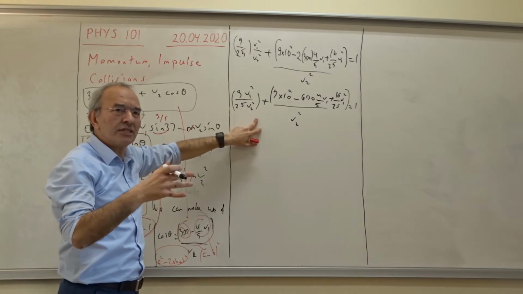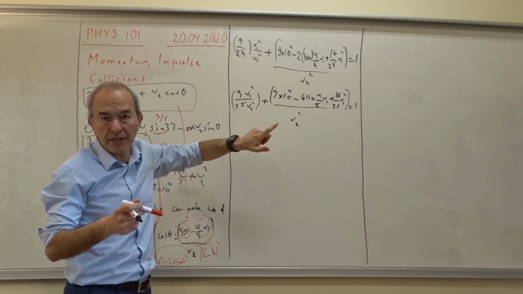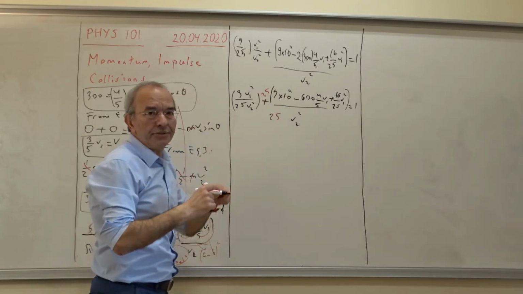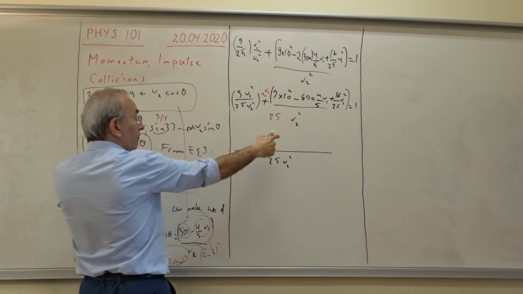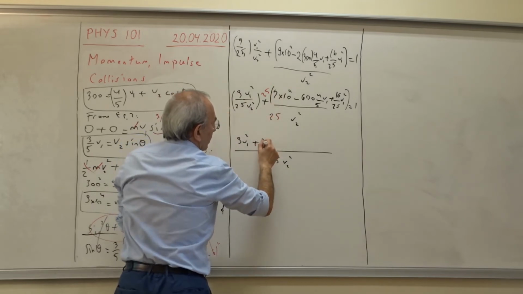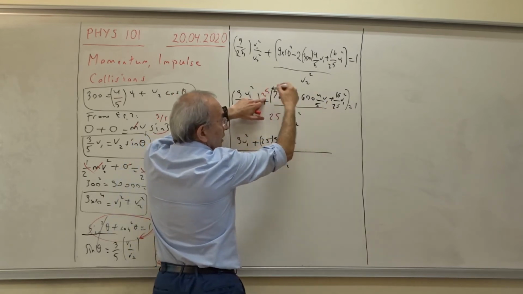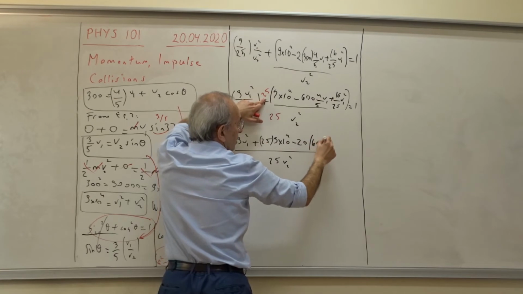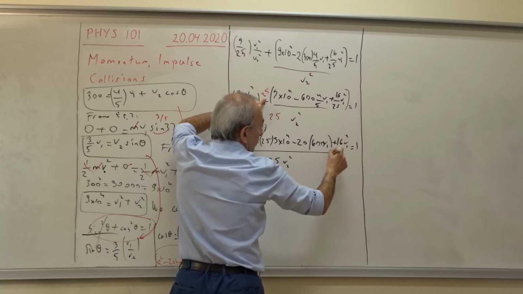But the denominators are similar but not the same. So if you multiply and divide the second part by 25, we will get the same denominator. So multiply and divide it by 25, so that we will have a single denominator. So here we will have just the same denominator, 25 v2 squared. What do we have in the numerator? 9 v1 squared plus 25 times 9 times 10 to the 4, minus these 25s and 5s will cancel, 20 times 600 v1, and plus 25s cancel, 16 v1 squared equal to 1.